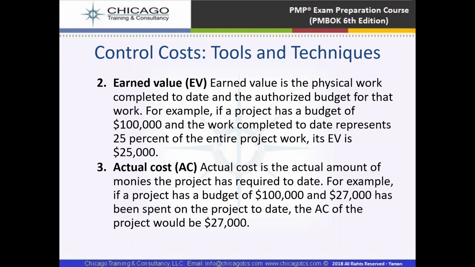Then there is actual cost. Actual cost is the actual amount of money the project has required to date. For example, if a project has a budget of $100,000 and $27,000 has been spent on the project to date, the actual cost will be $27,000. This is the expenditure, the actual cost on the project.